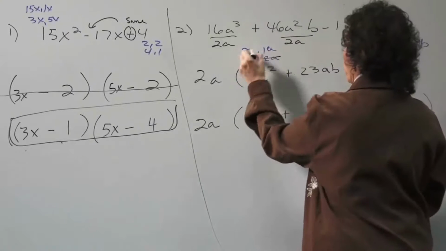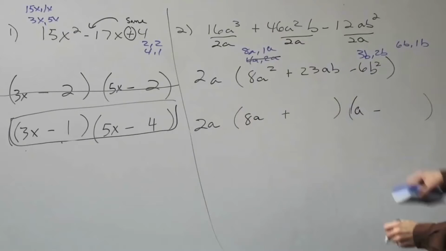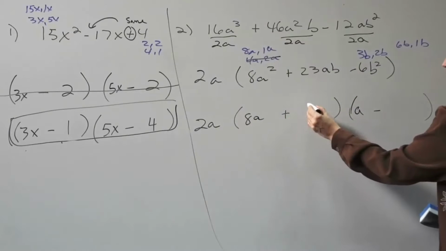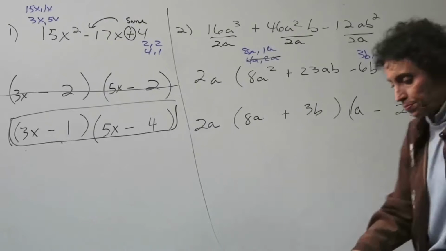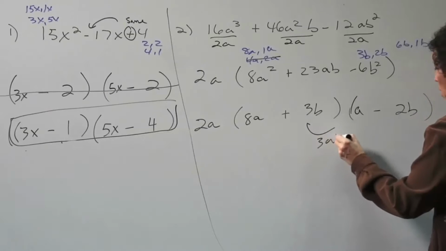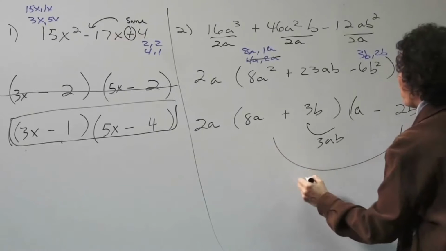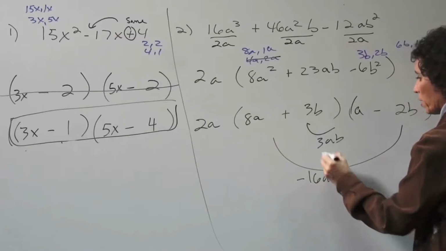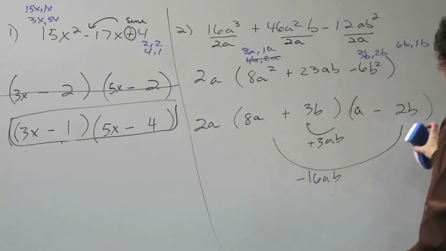Okay, so that's out. I'll try the 8a and the 1a, or the a, and now I'll try 3 and 2. Can't put the 2 here, put the 3 here. Okay, here we go. Plus 3ab minus 16ab. Well, that's not going to work. That's going to be a negative 13. That's not working. So, no good there.